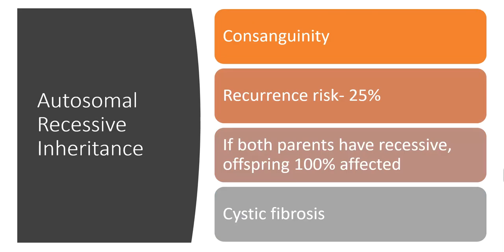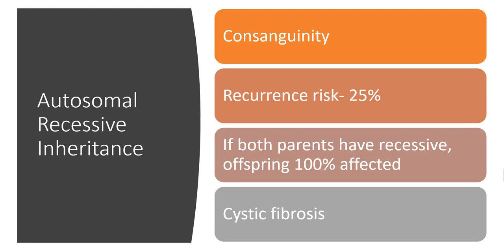Now what is autosomal recessive? Autosomal recessive disease manifests because of consanguineous marriage, because recessives do not manifest anything. They only manifest if both the parents are carrying the recessive genes, right? And the recurrence risk is like 25%. And the example of it is cystic fibrosis.